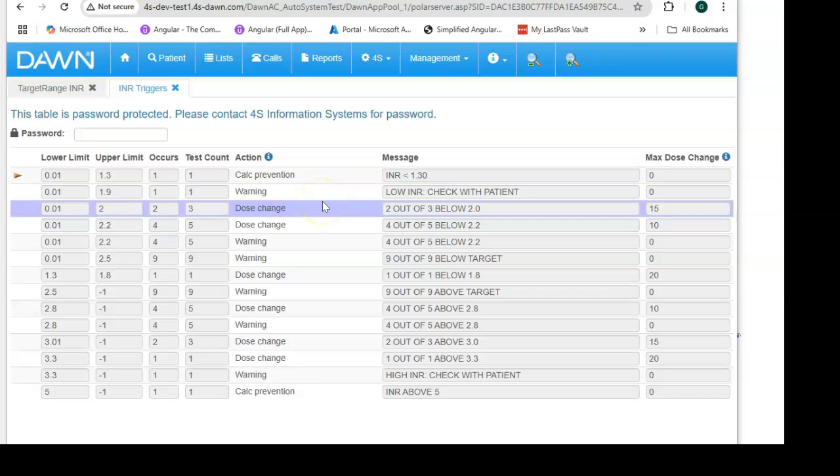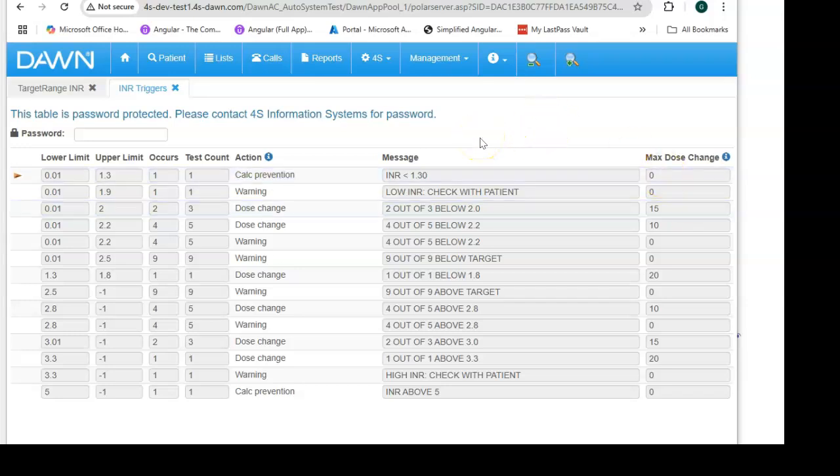But the third possible action is for DAWN to suggest a dose change. So here we see if the INR is below 2 out of 3 times, it's going to suggest a dose change. And it's going to cap that dose change at 15%. That doesn't mean it will always give a 15% dose change. DAWN will take the last dose and it will adjust it proportionally to how far the current INR is away from the target INR. It's just if the figure it comes up with is more than the 15% dose change, it will then cap that at 15%.